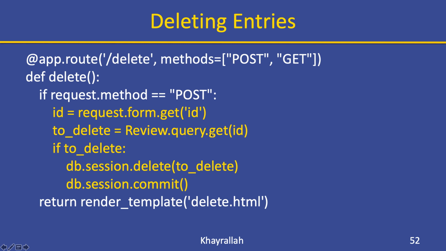So review.query.get(ID) gives us the object that corresponds to that ID. So if we have something, because the user may have specified an ID that does not exist in our table. So if ID returns something, if we have an object with that ID, we call delete on that object and commit. And then we render the template delete.html in both cases, whether we have a post request or a get request here.